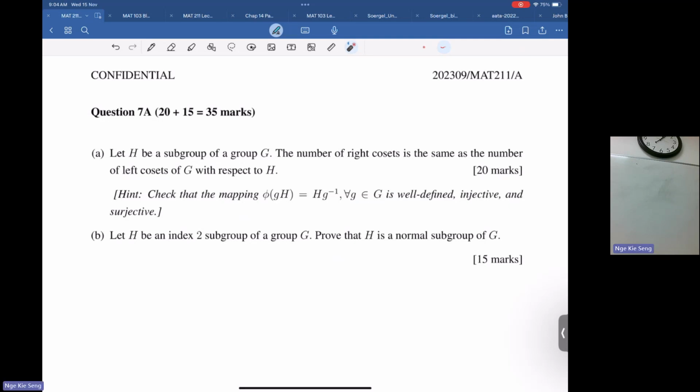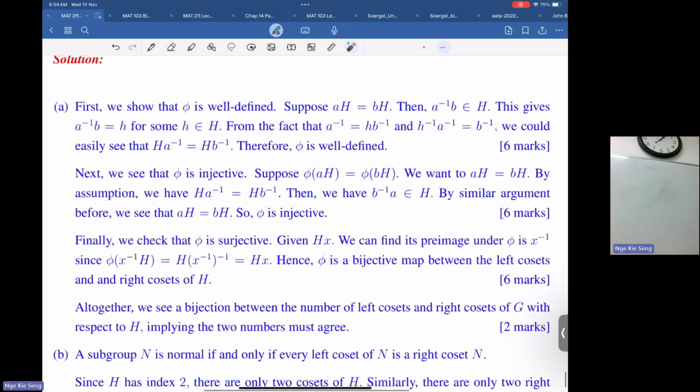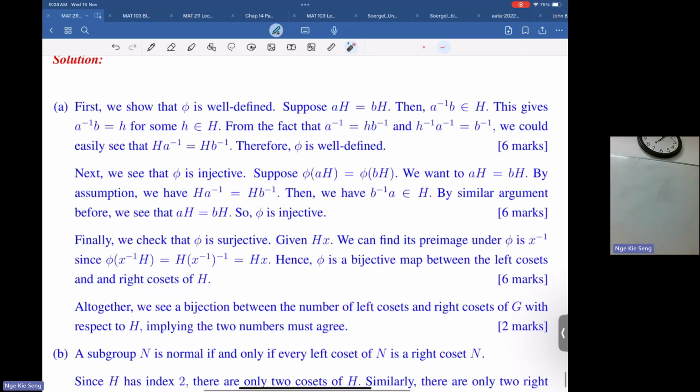Okay, so let's go to the first part first. There are 3 parts here. I will give 2 marks if you just tell me the flow for each part. If you tell me I want to show that phi is well defined, 2 marks. I want to show that phi is injective, 2 marks. I want to show that phi is surjective, 2 marks. And then if I show all this, I see that phi is bijective, so I'll know that the 2 sides of the set have the same cardinality. If you just tell me the outline, you will get 8 marks.